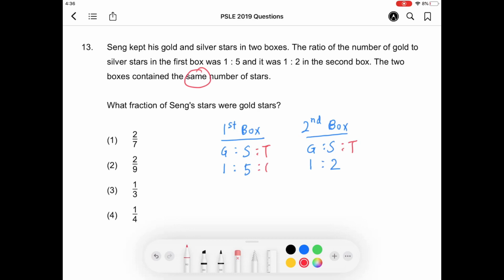For the first box, we have 6 units. Second box, we have 3 units in total. To equalize them, I need to multiply by 2 to get 6, 4, and 2.